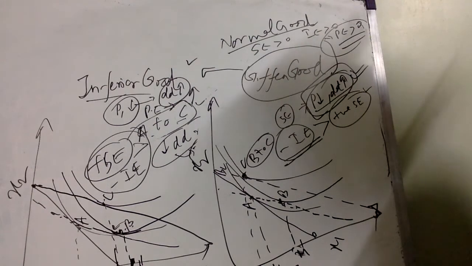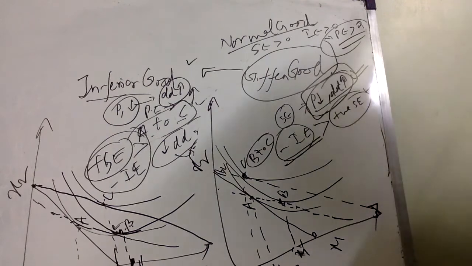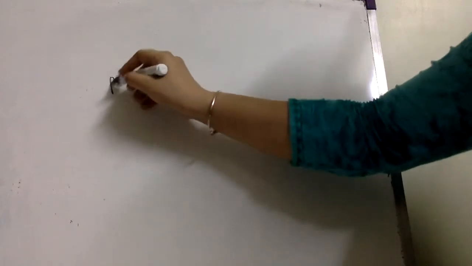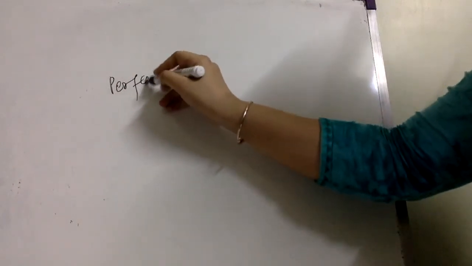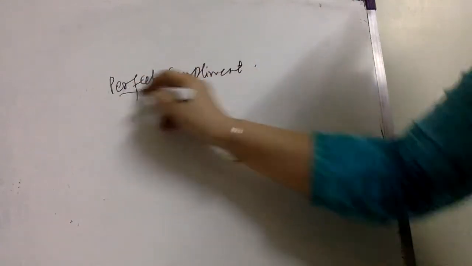Next, I'll move on to various examples of different types of indifference curves, and we'll understand how the substitution and the income effect can be decomposed. So the first case I'll take is the perfect complement case.